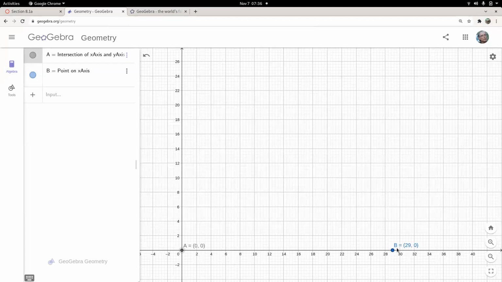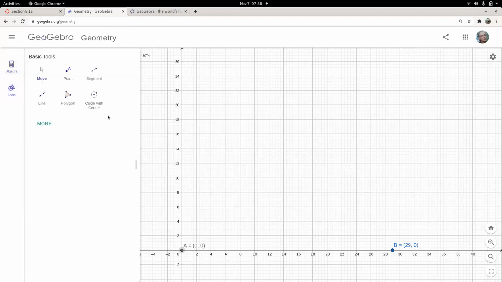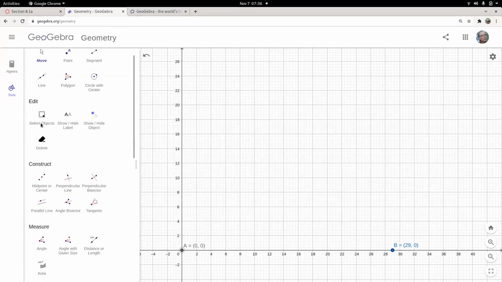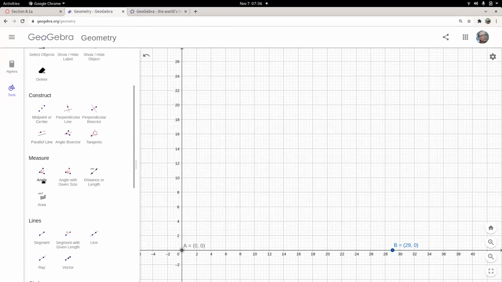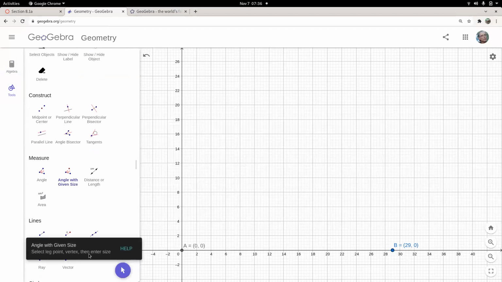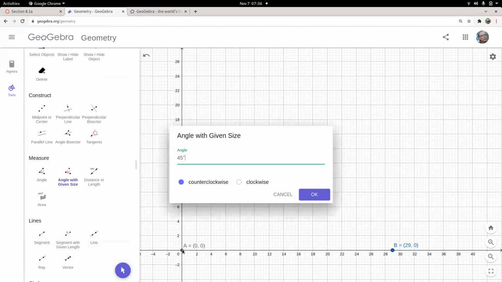Okay, so we have 2 points here. We have a side of 29, at least we have 2 points for 29. Next thing I want to do is make that 50-degree angle. And then we'll talk about the side of 26. So I don't see the angle tool here, so I'm going to go to more. And this is measure an angle. I want to build an angle of a given size. And it says select the leg point and the vertex, then enter the size. All right, so this is my leg point. This is going to be my vertex. And it wants to do 45 counterclockwise. I want the degree symbol, so I'm just going to change that to 50. And I do want counterclockwise, right? Yeah, I want it to go up from there.